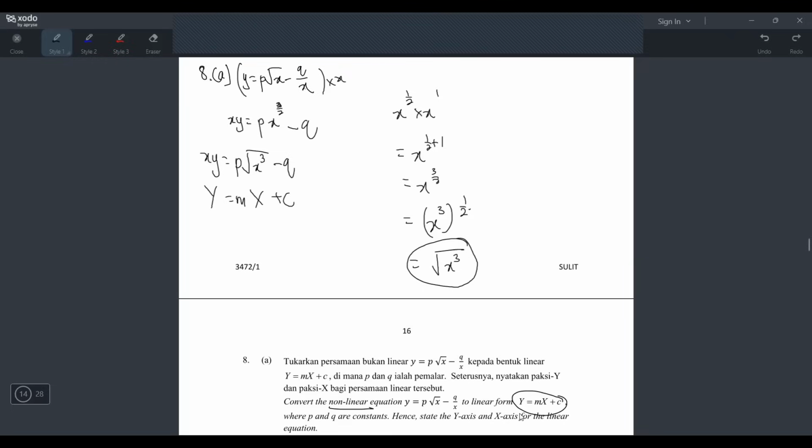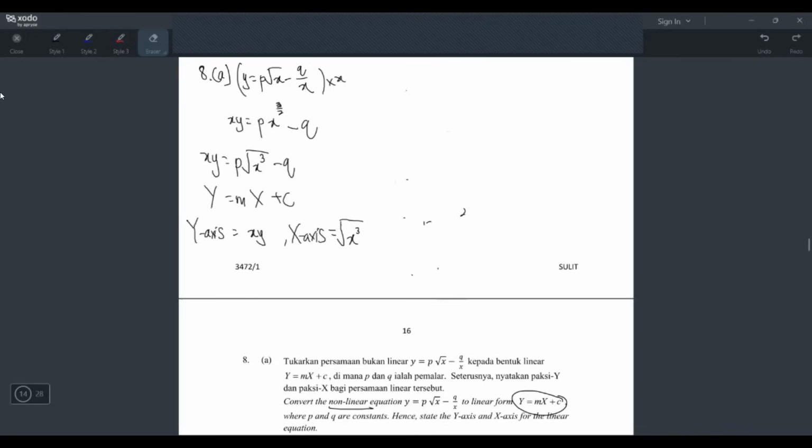But they say to state the y-axis and x-axis, right? So I recommend writing the y-axis and then the x-axis. What is the y-axis for this? xy. And what's the x-axis? Square root x cubed. So yeah, that's the answer. Of course, this one you can erase, you don't have to show it. This is just my explanation just now. Okay, so that's all. Let's see how many marks.